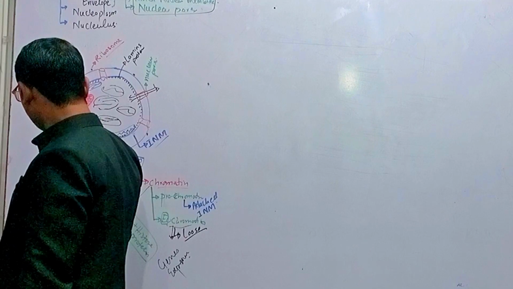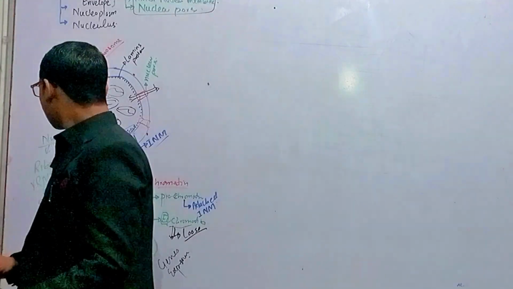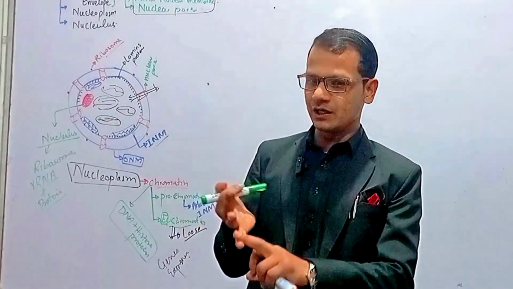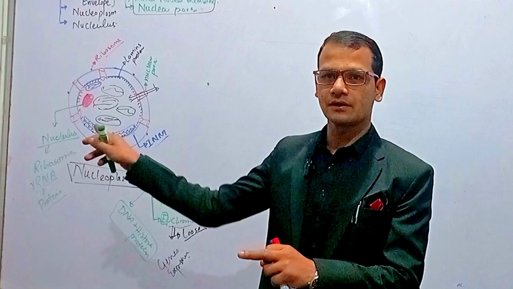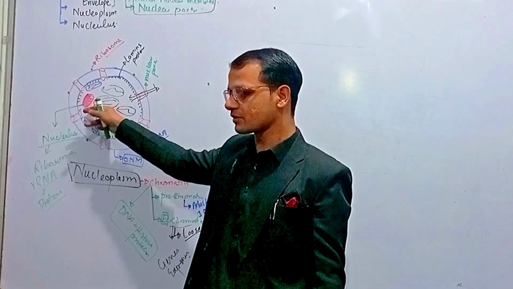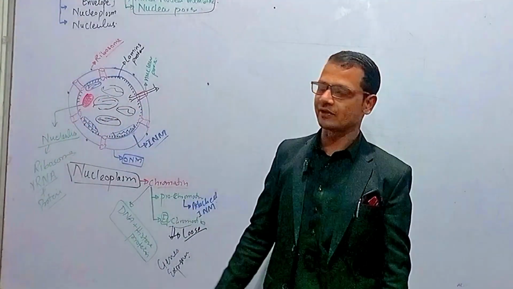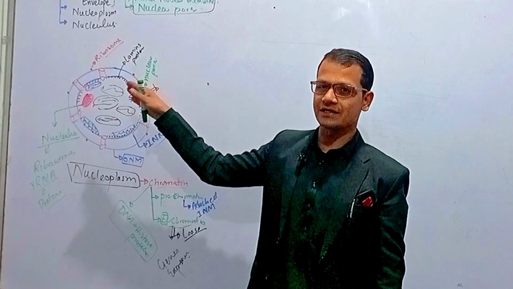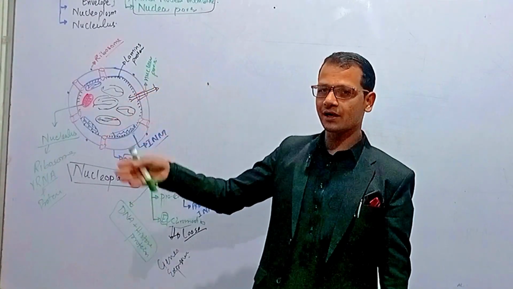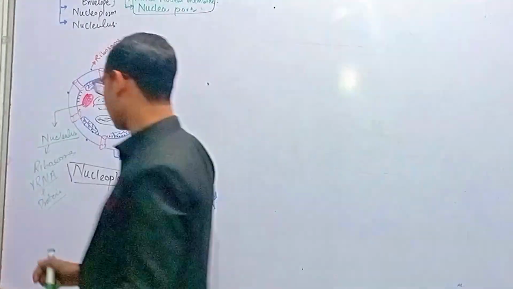Ribosomal RNA plus a specific type of proteins form the small and large units of ribosomes, right? But fortunately, ribosomes are very tiny and can pass through these nuclear pores and come to the cytoplasm. Attached to the outer nuclear membrane or endoplasmic reticulum, they are also present in the free form as cytoplasmic ribosomes, right?